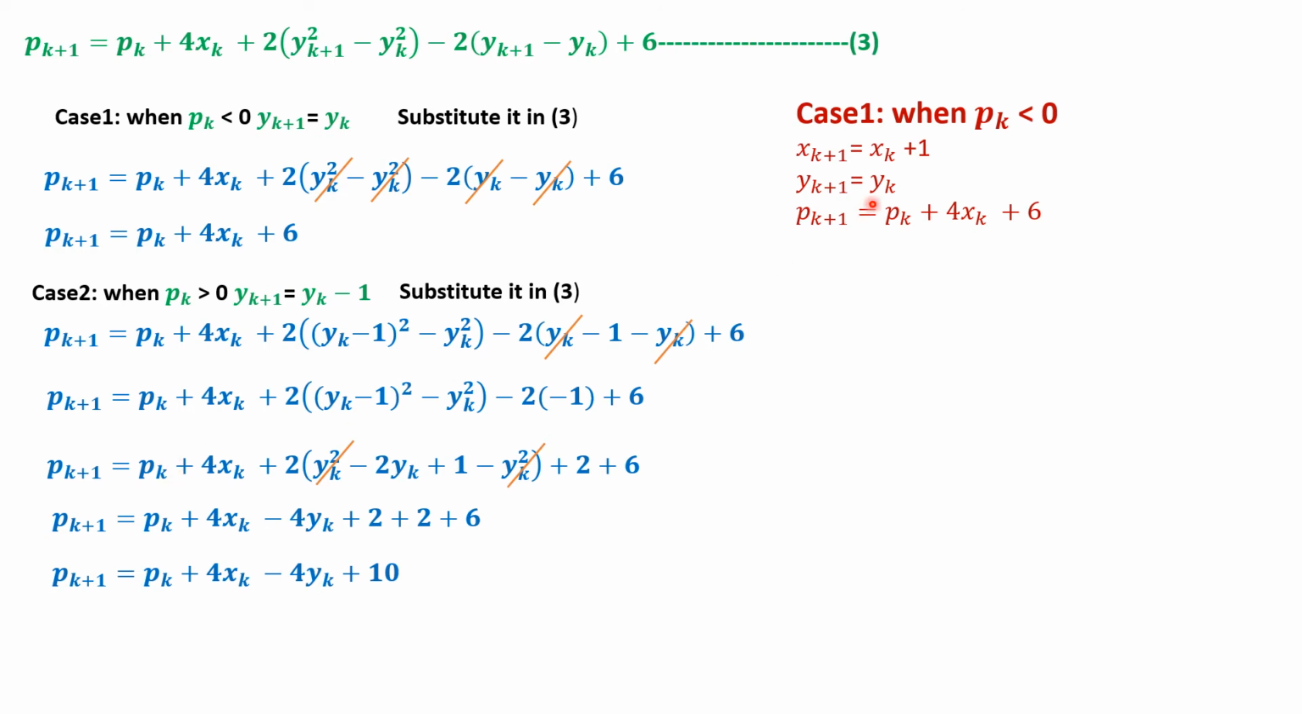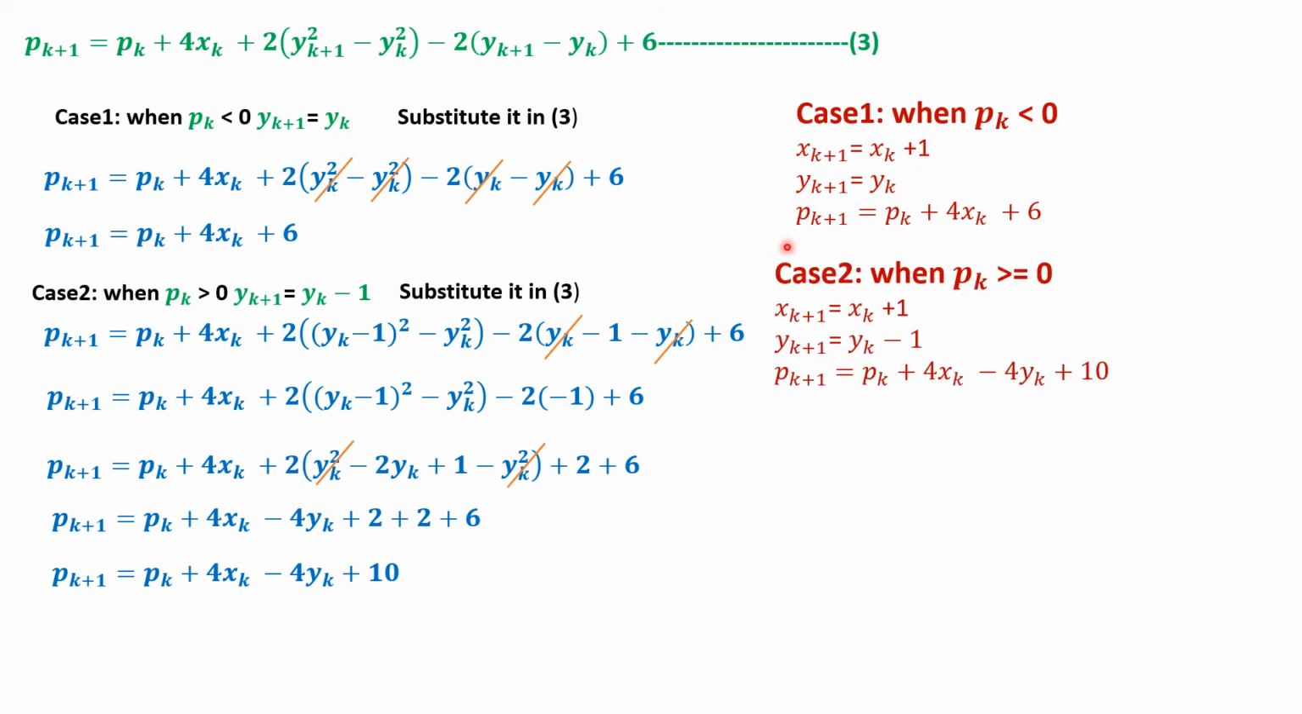So to summarize, case 1 is when the decision parameter is less than 0, x is incremented by 1 in both the cases, but we choose the upper pixel T and the value yk. And the next decision parameter is this. However, when the decision parameter is greater than or equal to 0, yk is chosen as yk minus 1 and the next decision parameter will be this. These are the two calculations. Now let us see how the first decision parameter is calculated.